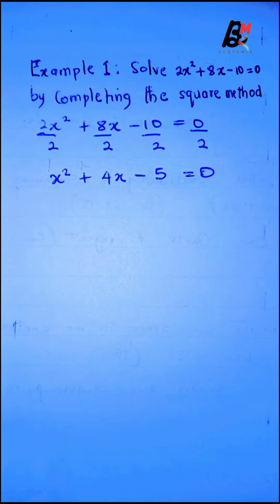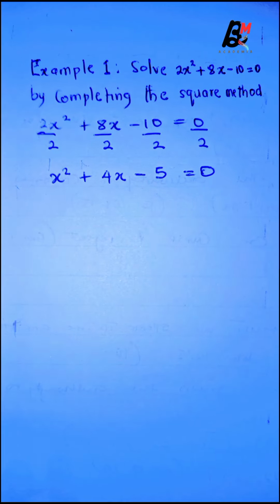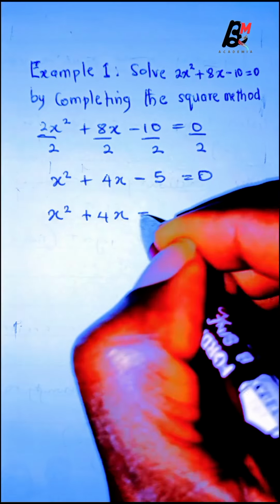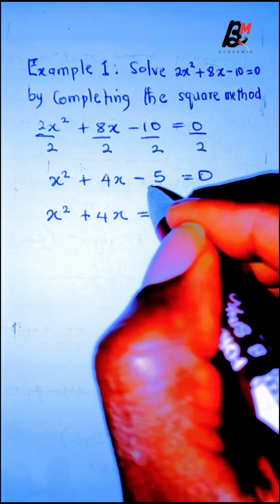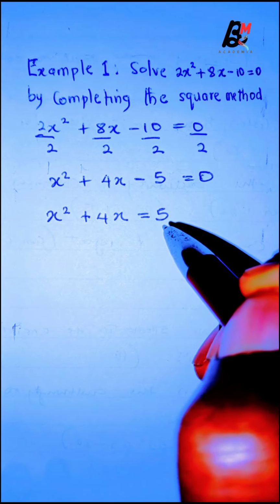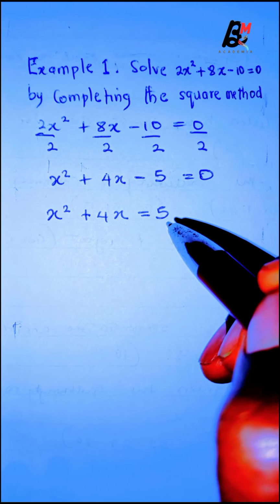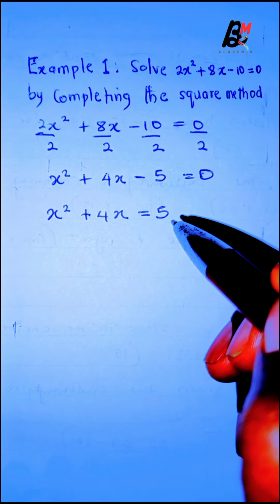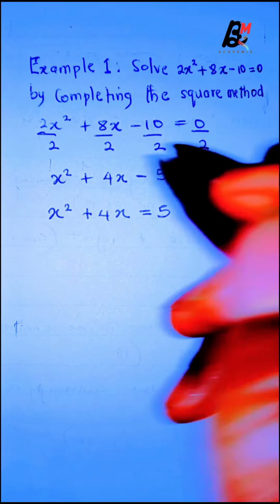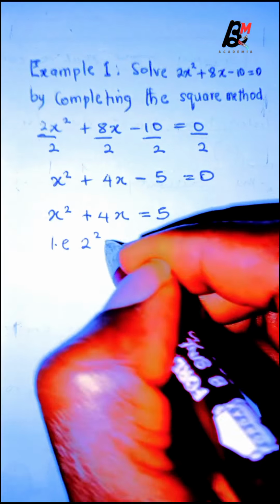So the next thing to do is to move the constant to the right hand side. So we have x squared plus 4x is equal to 5. Notice that this negative sign, when it crosses this equality sign, becomes positive. So the next thing to do is to complete the square by adding the square of half the coefficient of x. So half of 4 is 2, and the square of 2 is 4. That is 2 square is equal to 4.